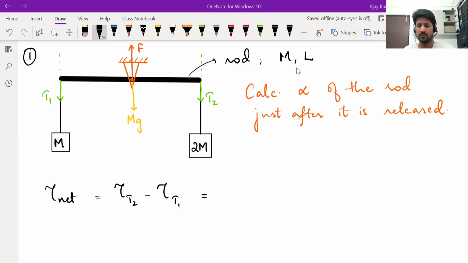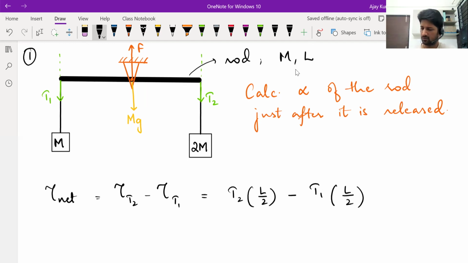Torque is force multiplied with the perpendicular distance from the axis to the line of action of the force. So based on that, you tell. L/2 into T2: T2 multiplied with the perpendicular distance between the axis and its line of action, which is L/2. That's the torque produced by T2, minus the torque produced by T1, which will be T1 multiplied with L/2. That's the net torque.